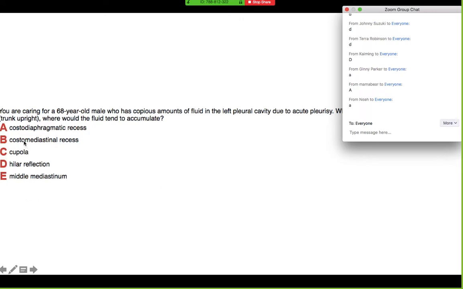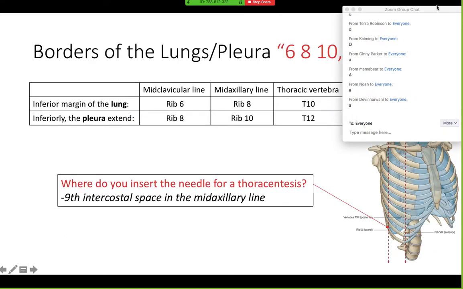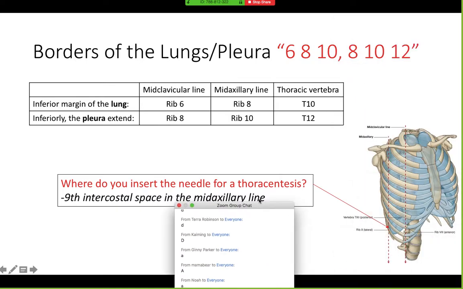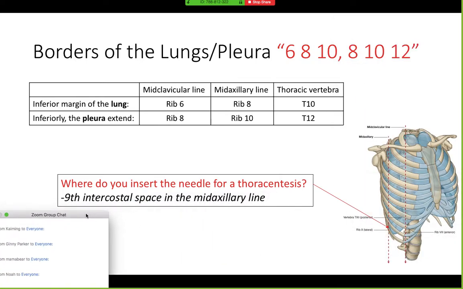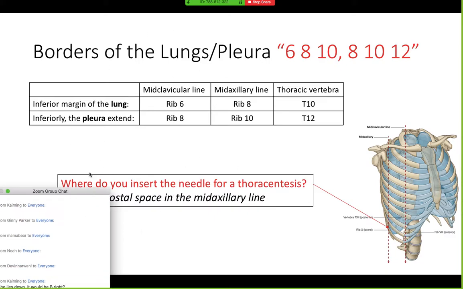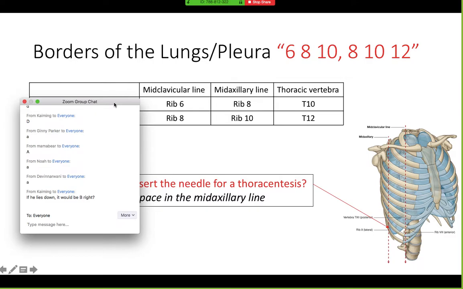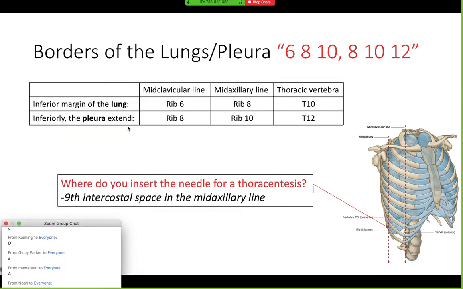Yes, so costodiaphragmatic recess. Everyone good with that one? I'm gonna keep flying here. Okay. So whoever had this question earlier about the mid-axillary line, hopefully this answers it. Okay, so this slide here, I don't remember.